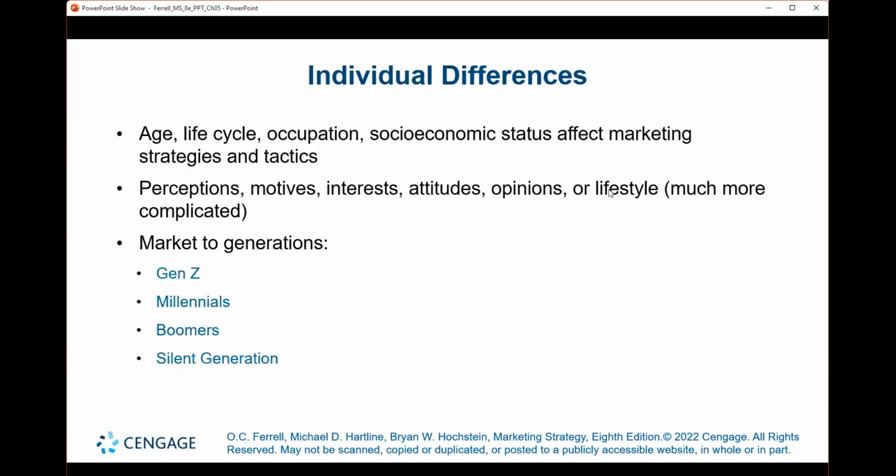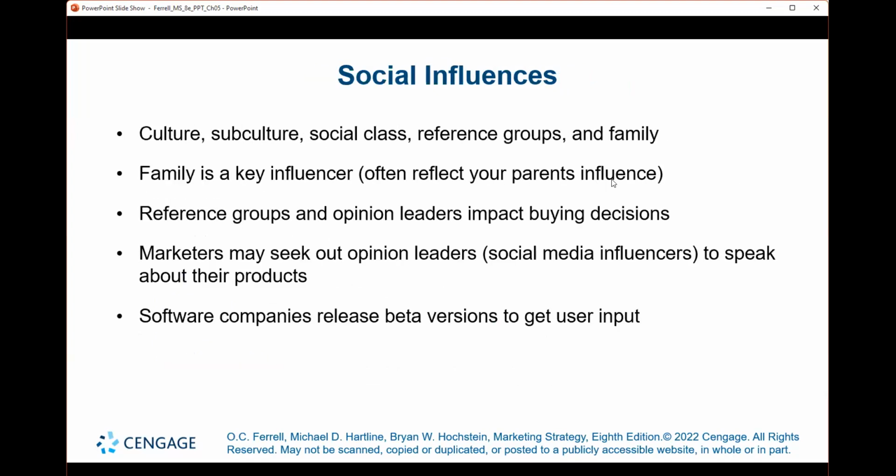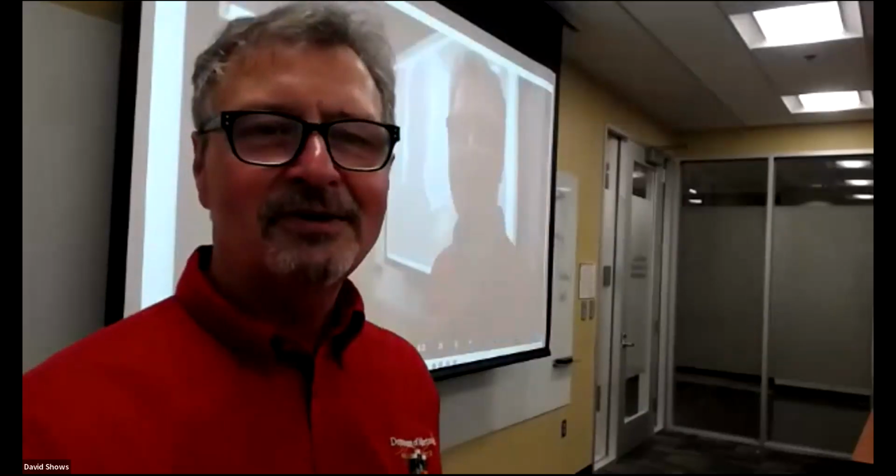So I talked about the individual differences of lifestyle and occupation. I talked about the social influences, culture and subculture. So I thought I would show you this just a second while we're talking about social influences.